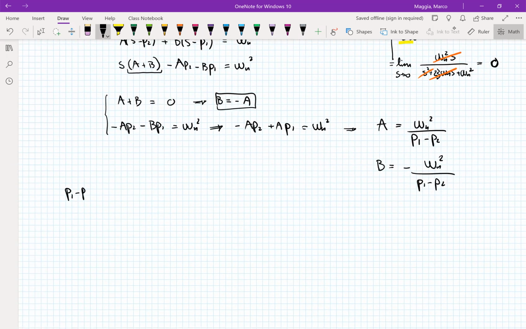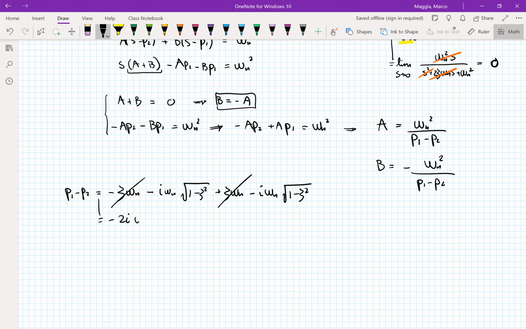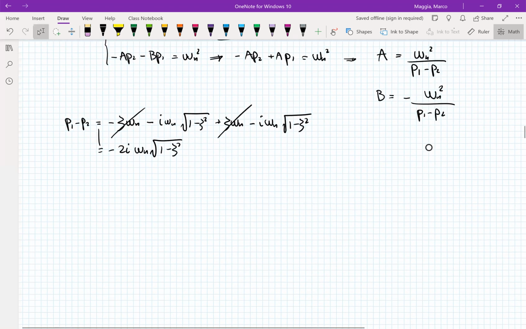So p1 minus p2 is minus zeta omega n minus I omega n square root of 1 minus zeta squared. And then minus p2, we have minus zeta omega n, therefore plus zeta omega n minus I omega n times square root of 1 minus zeta squared. So this term and this term cancel out, and we're left with minus 2I omega n square root of 1 minus zeta squared. So we can rewrite a and b without having to carry p1 and p2.